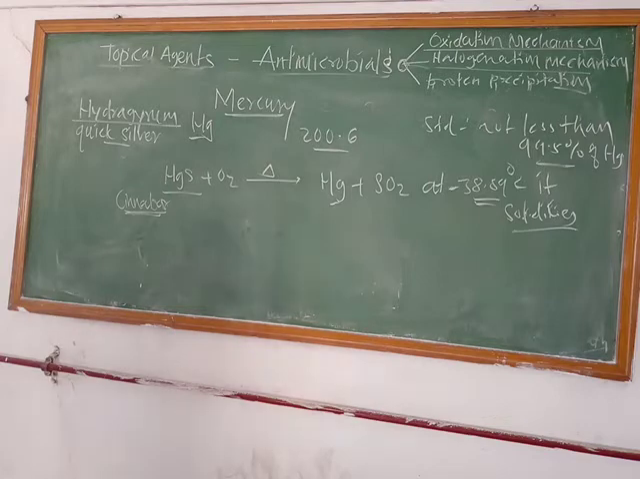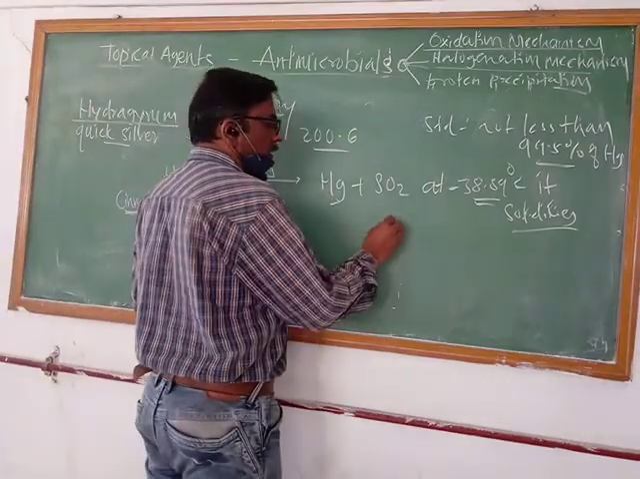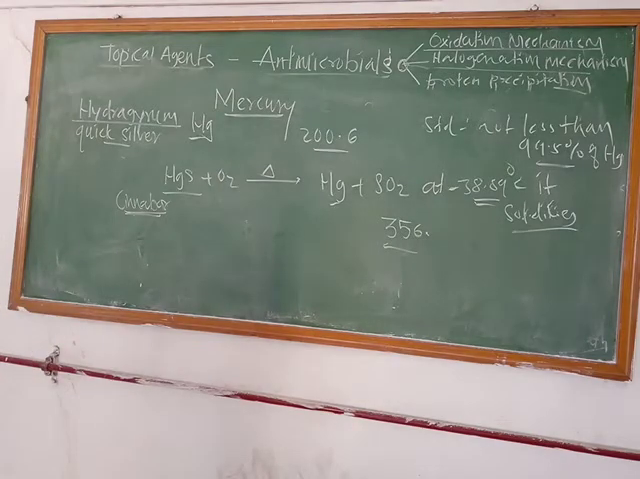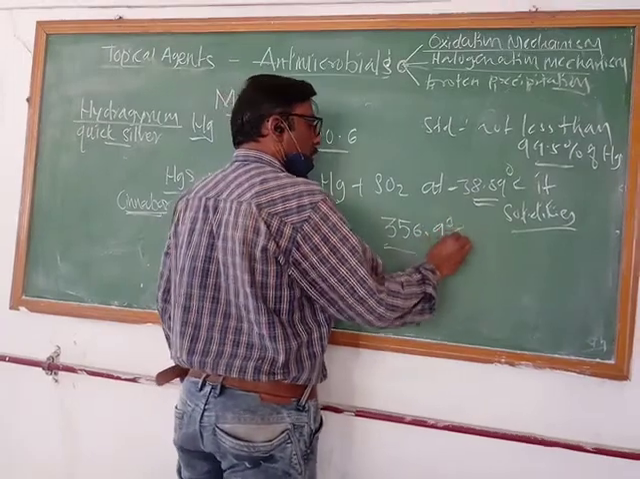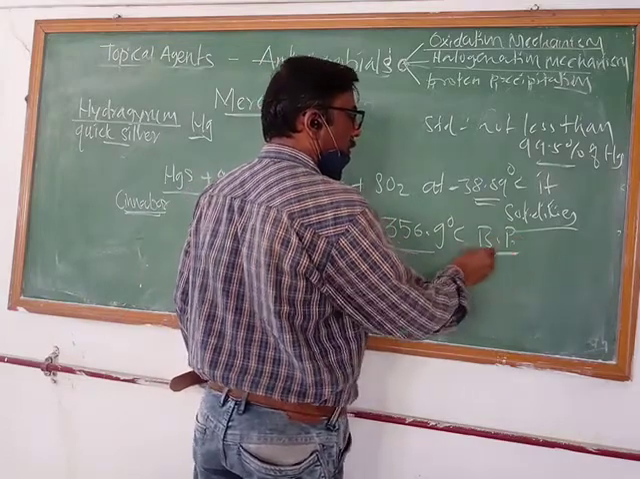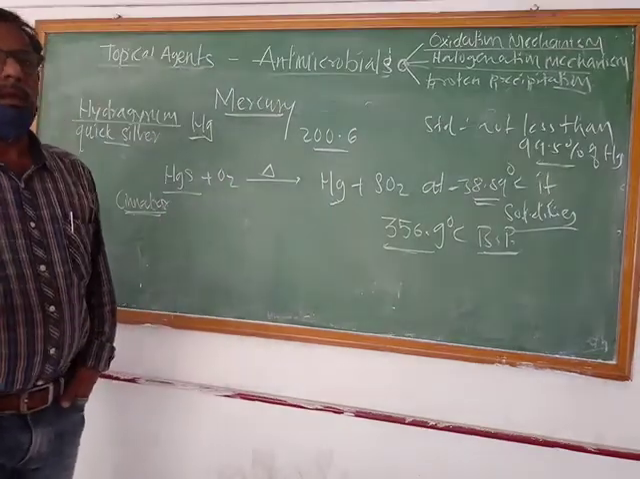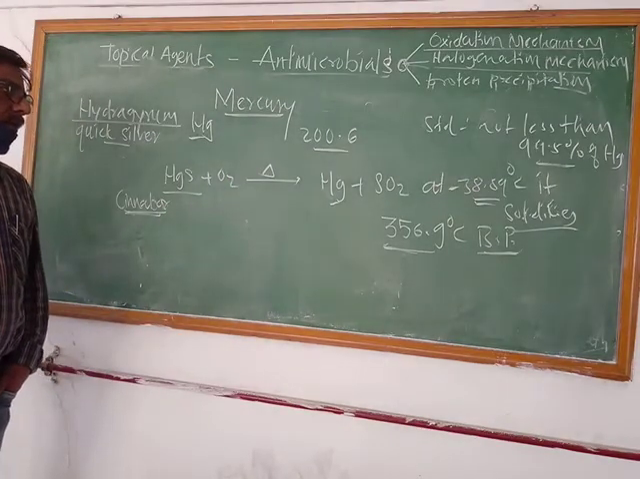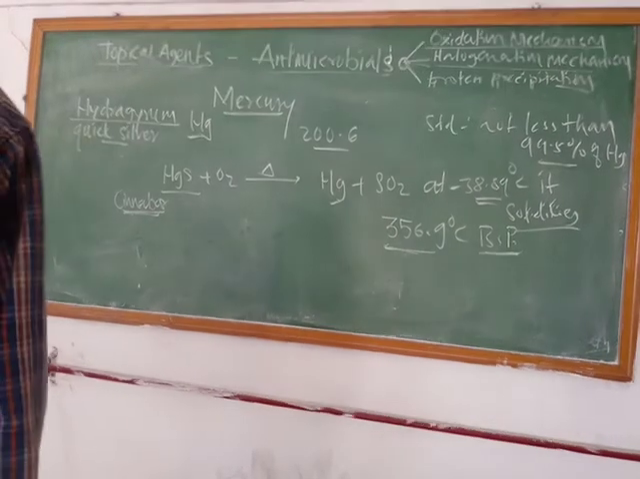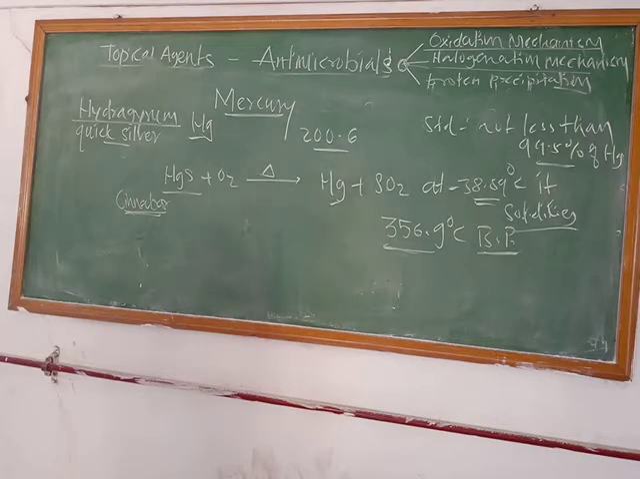356.9 degrees Celsius is the boiling point of mercury. So its boiling point is very high, so generally we use it in thermometers. It expands rapidly and uniformly when heated, and due to this property we use mercury in thermometers.